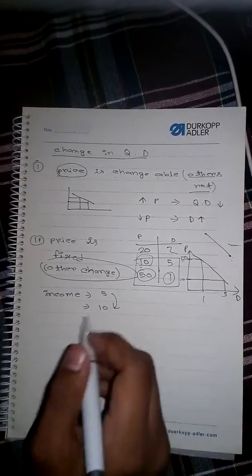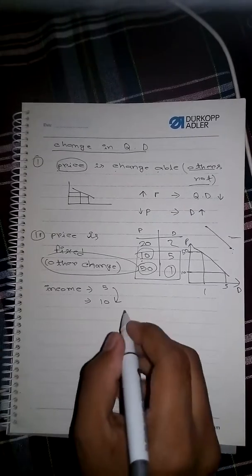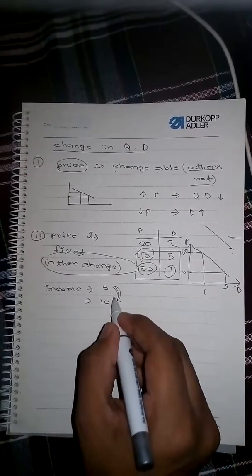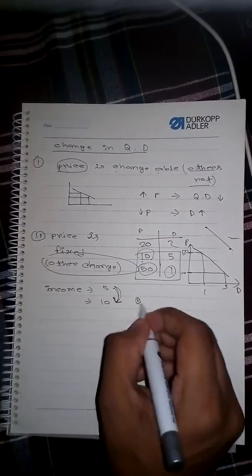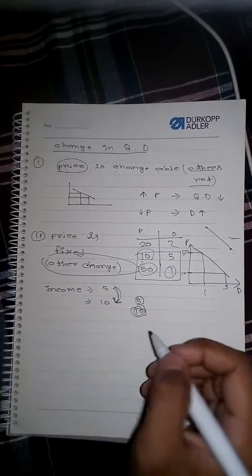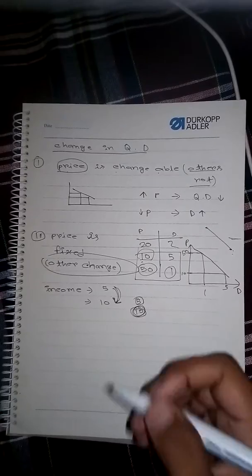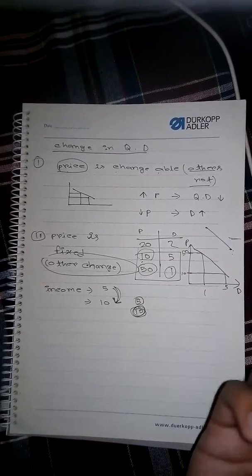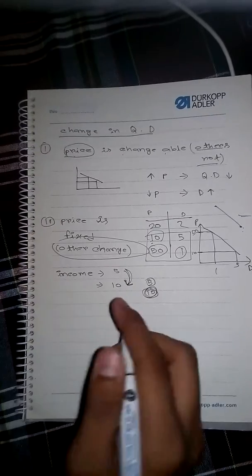You can say that previously you earned $5, so you needed to manage all of your expenses within $5. Now you earn double, $10, so now your expense limit will increase to $10. So your demand will increase and you will demand more and more.